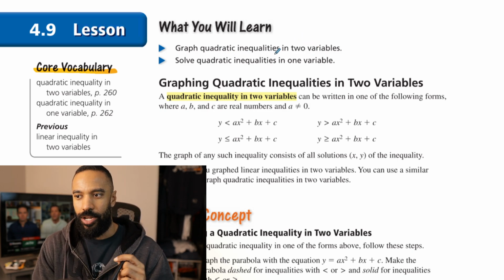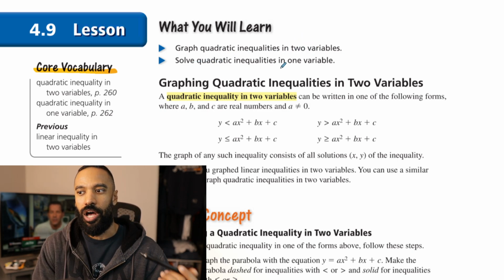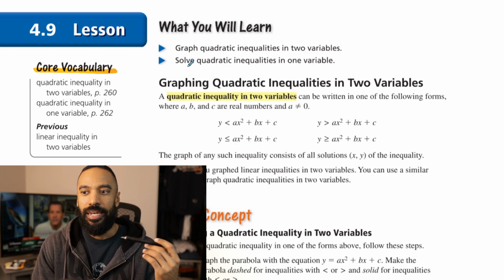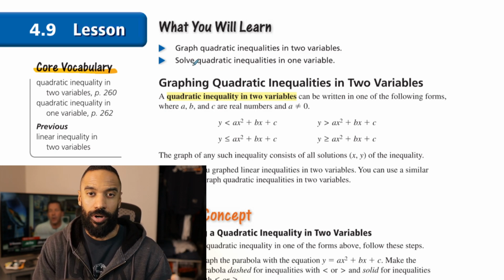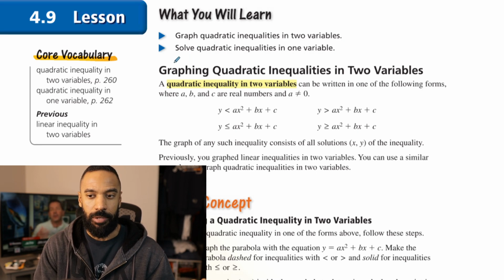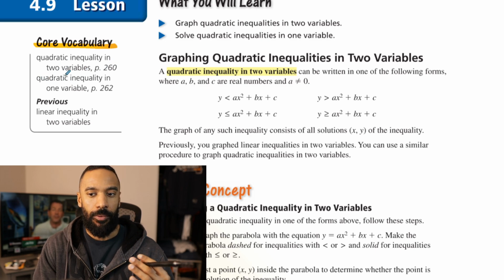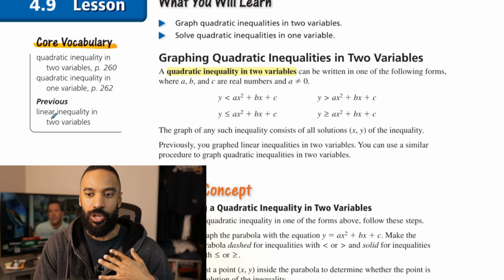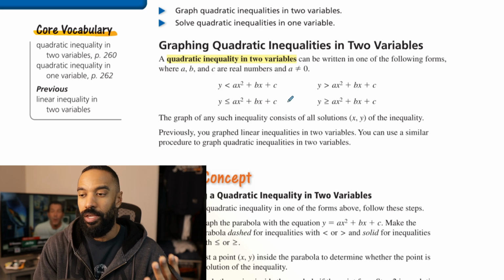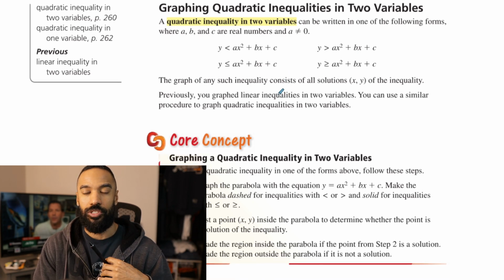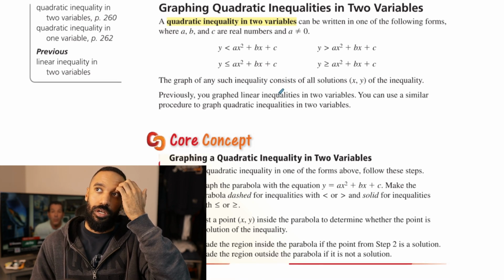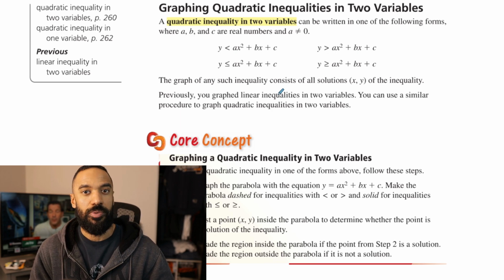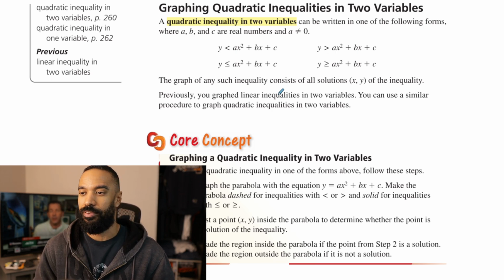We're going to graph quadratic inequalities in two variables and solve them in one variable. Now, solving can be by graphing or it can be algebraic, and I'm assuming that the notes are going to show both of them, like examples. Those are our core vocabulary words, and we just have to know how inequalities work in general, specifically with shading and that concept of it.